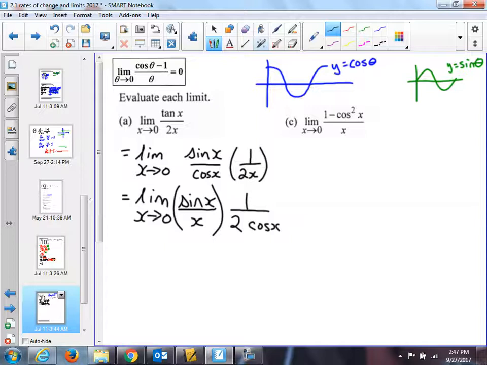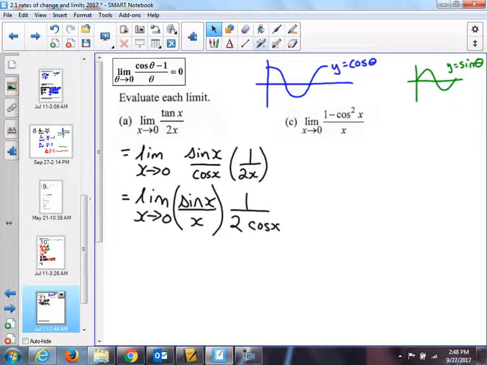And it's fine. Now, when I apply the limit, we know that the bracket sine of x over x is 1. And that's the rule. Got to follow the rules. The other one, 1 over 2 times the cosine of x, as that approaches 0, it's 2 times 1, isn't it? You guys follow me on that?